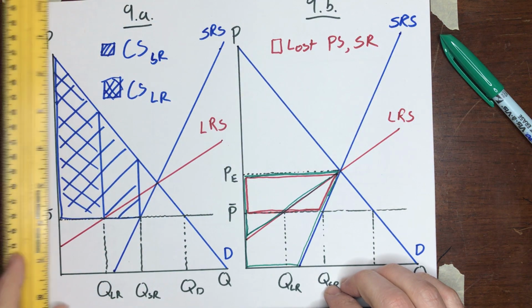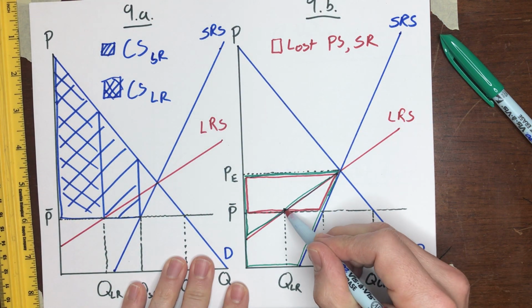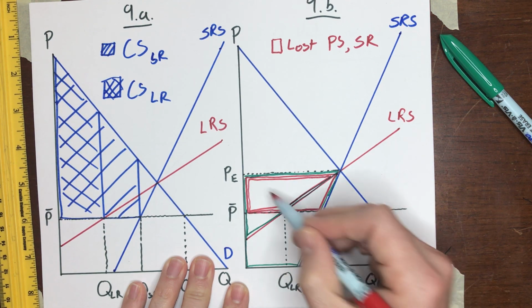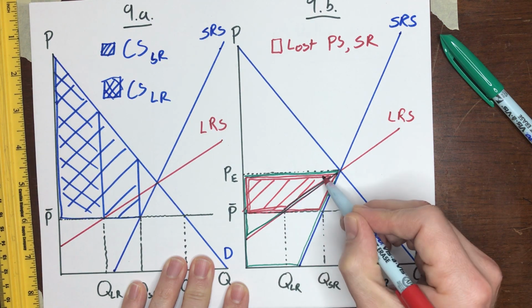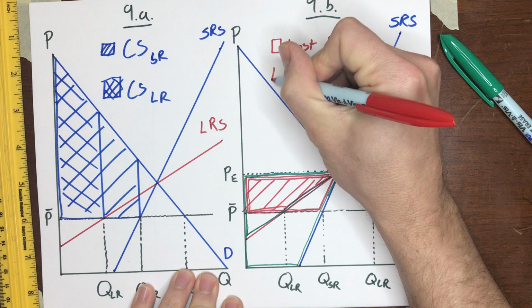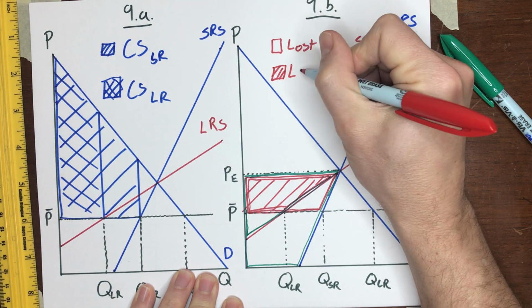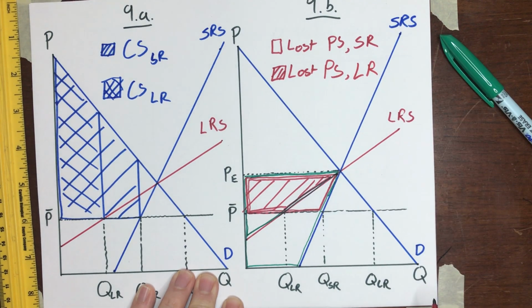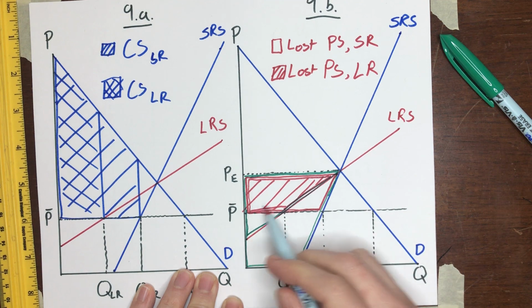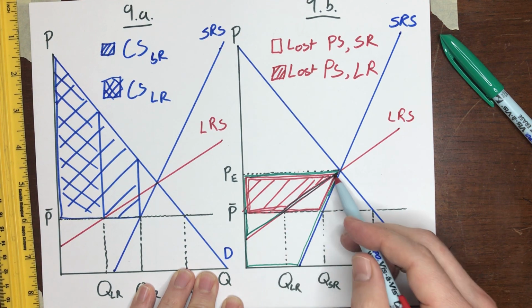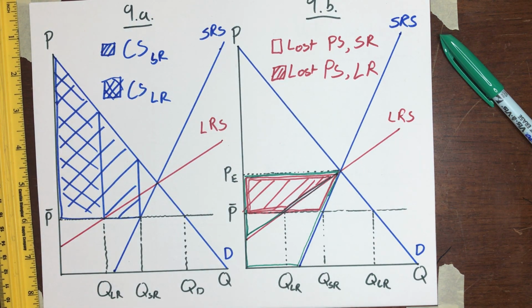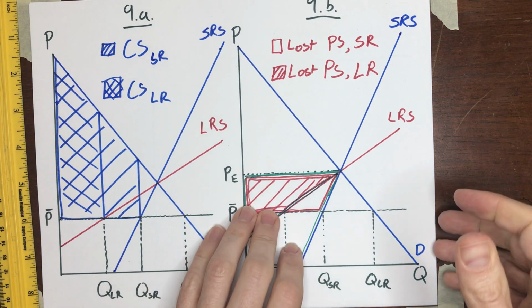So what is the loss to them in the long run? Well, it's going to be the area of this shape right here, which I will put in hash marks. That is the lost producer surplus in the long run. And as you can see, this is a smaller area of lost surplus than that is. And so the rent control is going to hurt the landlords and the home builders more in the short run than it will in the long run. All right, so that is problem 9.